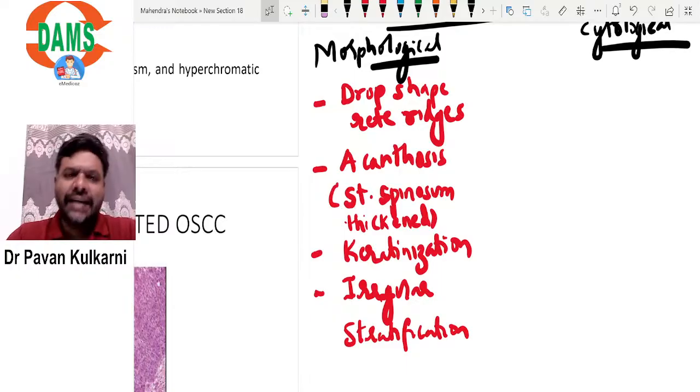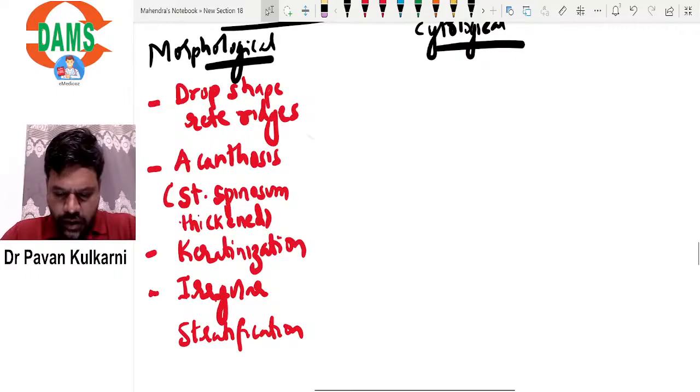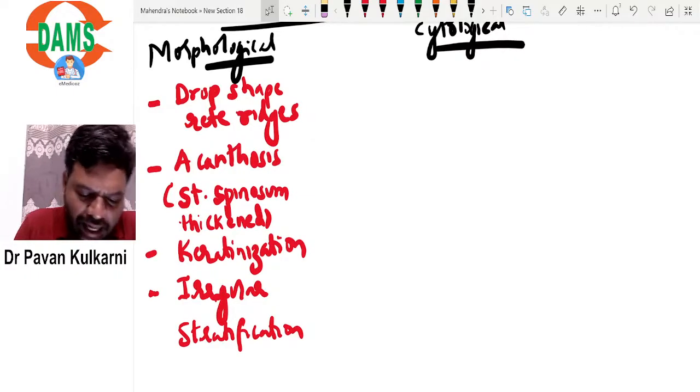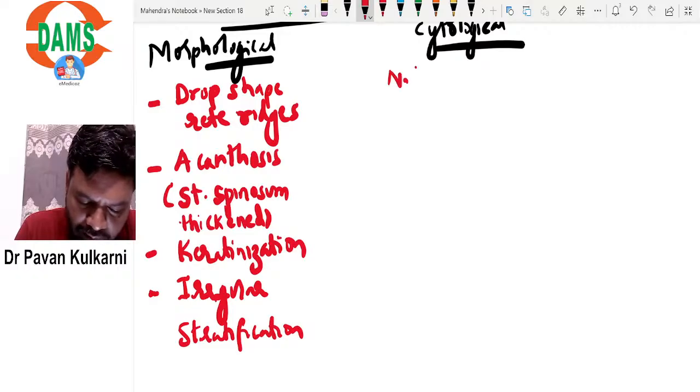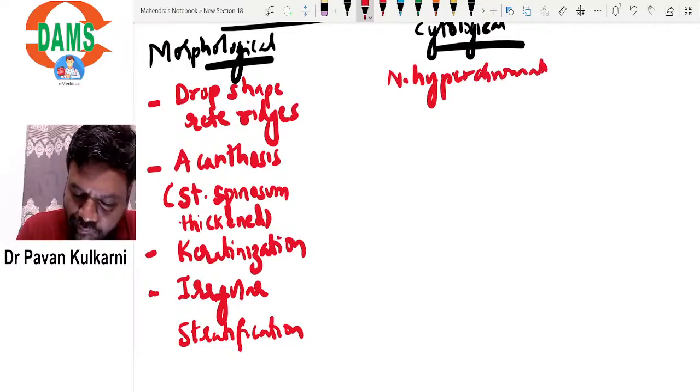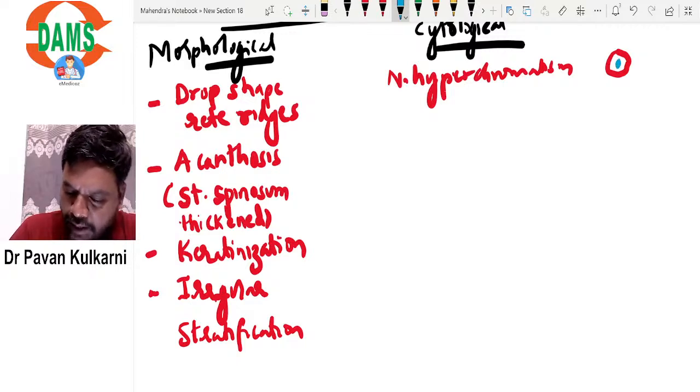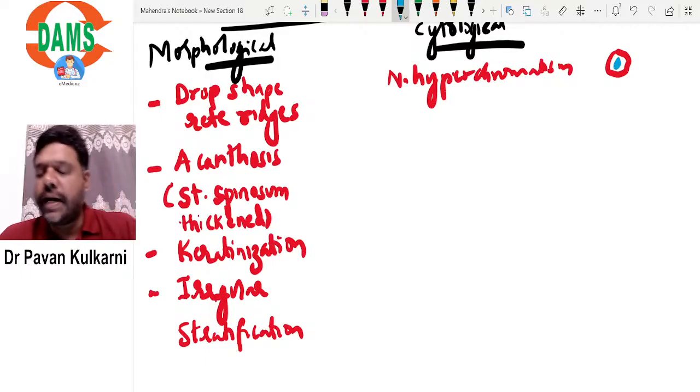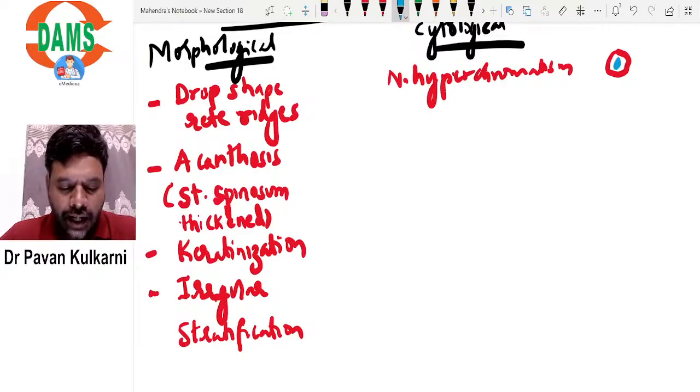On the other hand, cytological features mean, first and most important, nuclear hyperchromatism. Suppose this is a cell. How is the nucleus going to become? The nucleus is going to become something like this, a very dark nucleus. That is called nuclear hyperchromatism.